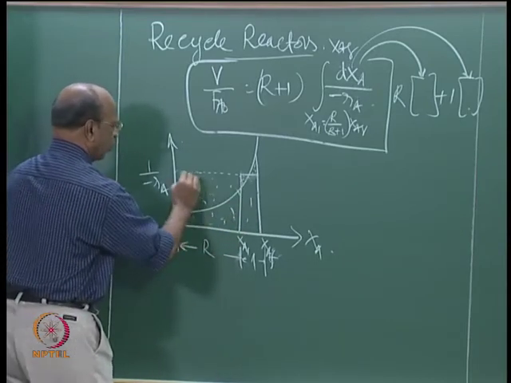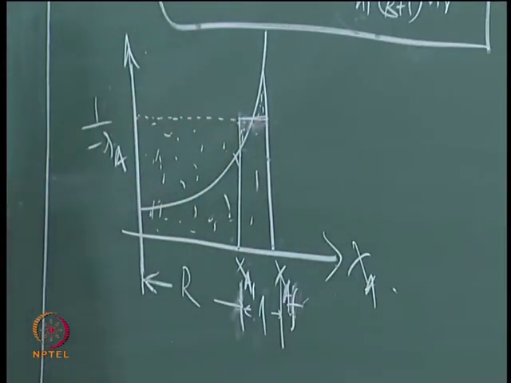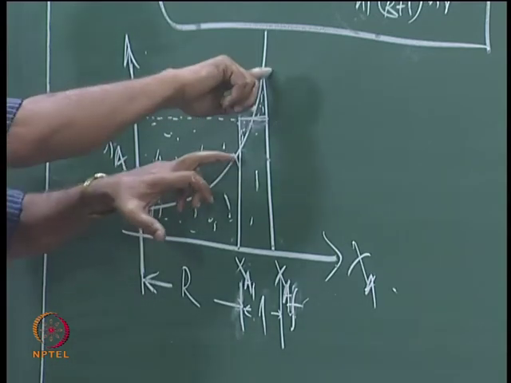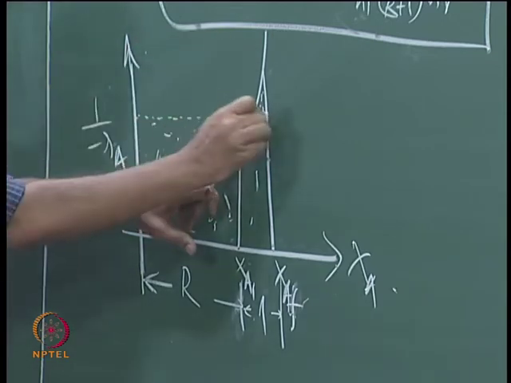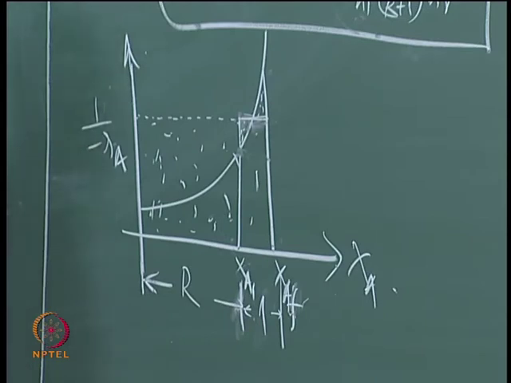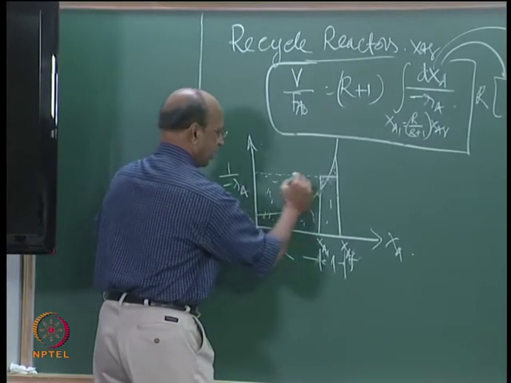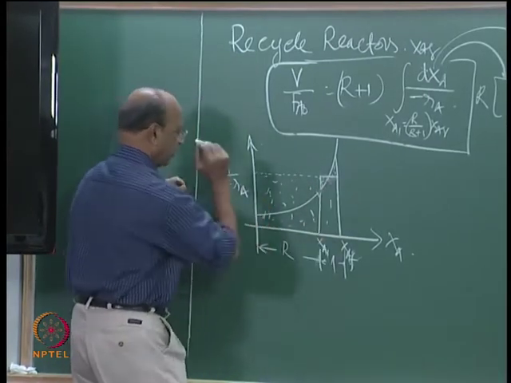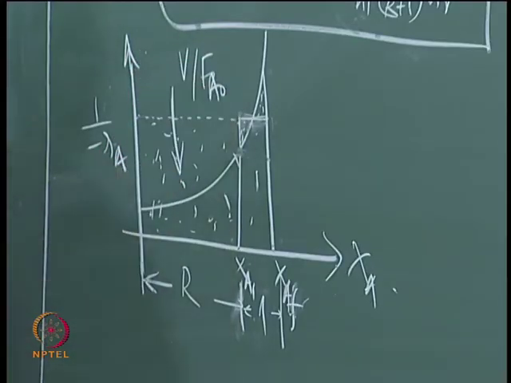So, what we are trying to do by drawing this is averaging the rate. Correct? Here I have one rate, here I have one rate, 1 by minus r_A, 1 by minus r_A. So now, somewhere in between, averaging by taking this area. So this is the average rate. Now the total area, graphically, is the area which you have to take for V by F_A0.